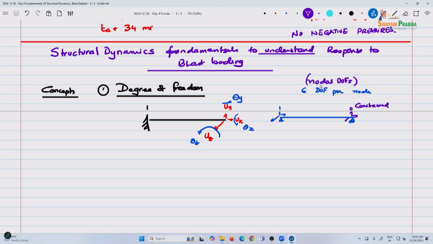But in the concept of a structural single degree of freedom, we use a structural deflection as a degree of freedom, or a rotation.